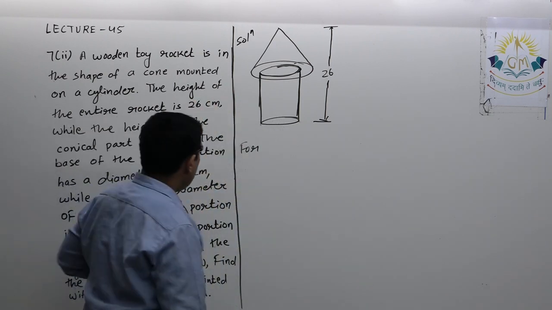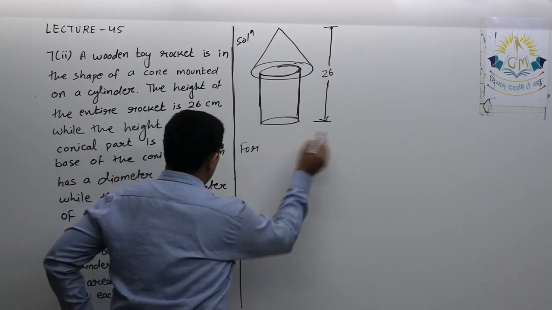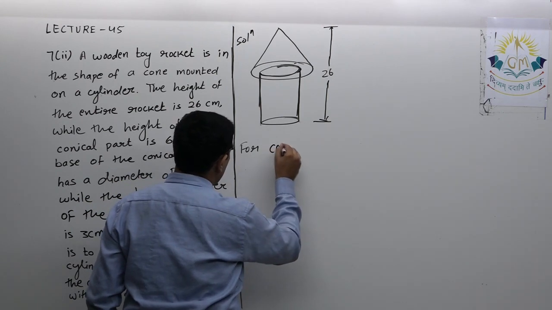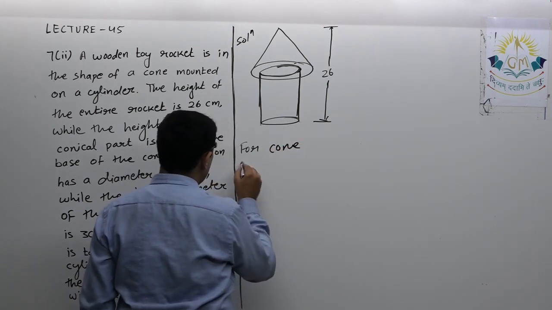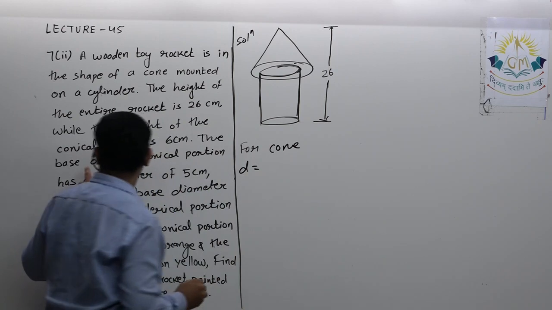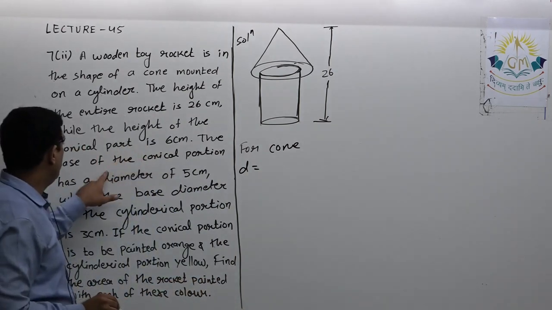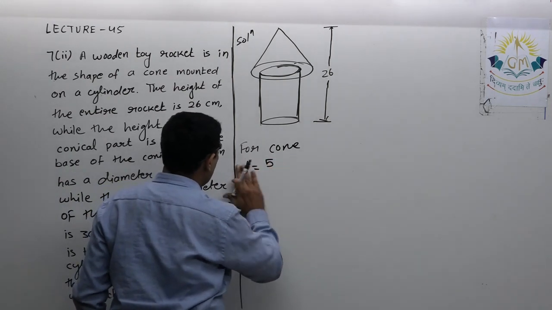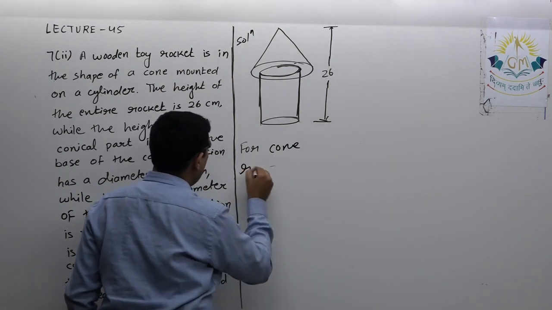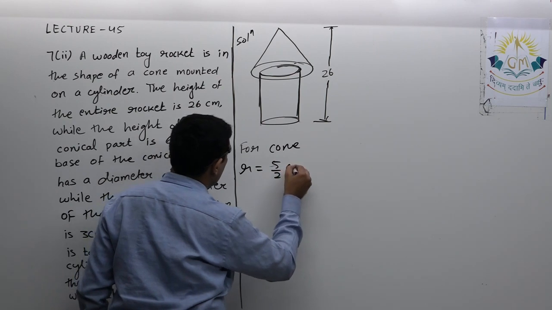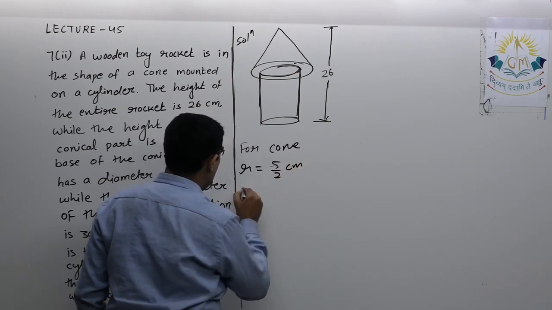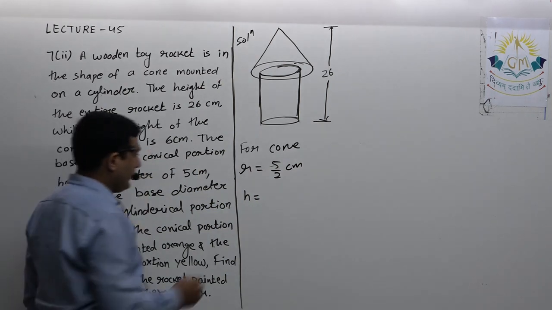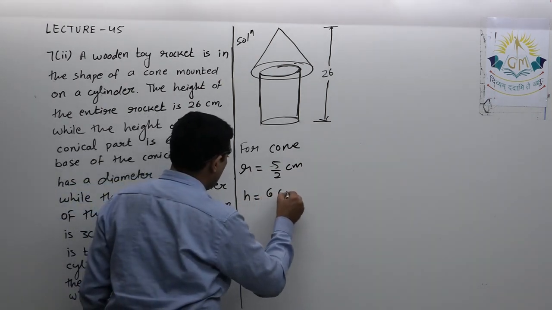Okay, so first of all, for cone, the diameter of the conical part is 5 centimeter, d equal to 5, or simply I can write the radius. Radius is equal to 5 by 2 centimeter. Okay, and about its height, the total height is 26, the height of the conical part is 6 centimeter. That is h is equal to 6 centimeter.